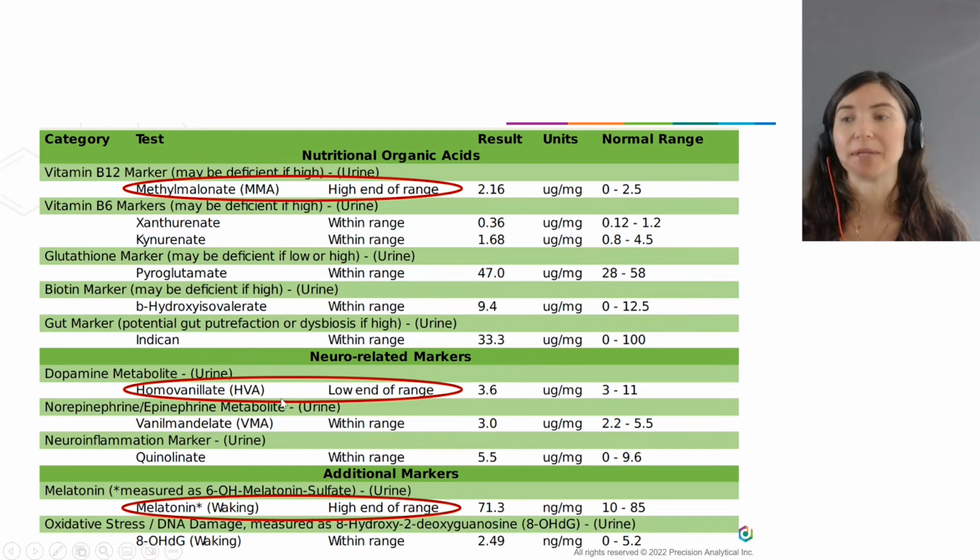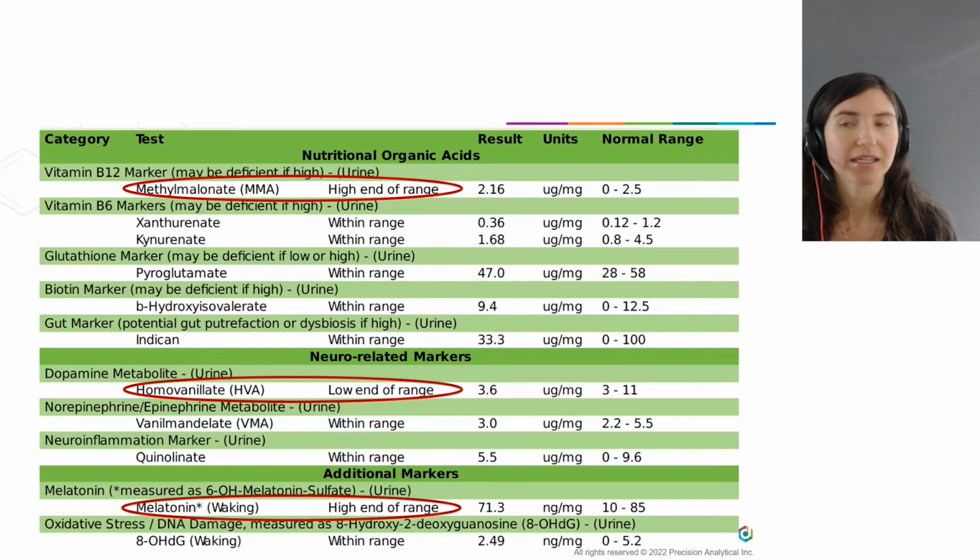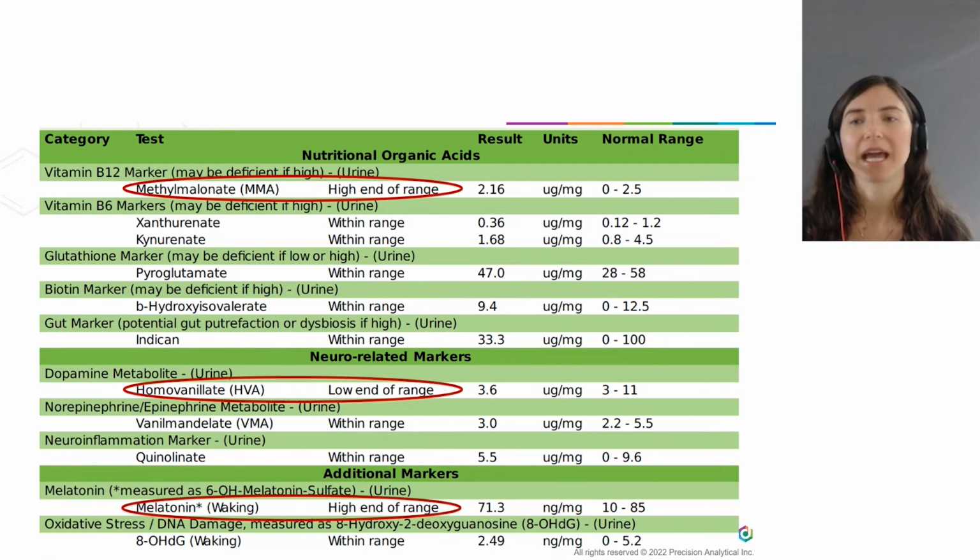And then her dopamine metabolite, her homovanillate, is on the low end of range. So the metabolite in the urine is on the low side. But when it comes to her symptoms, she's got a lot of anxiety. She actually might have high dopamine in her body. And remember, dopamine is a catechol, and it gets metabolized by the COMT, the catechol-O-methyltransferase enzyme. Remember that? So COMT finds dopamine and helps to metabolize and clear it out of the body.